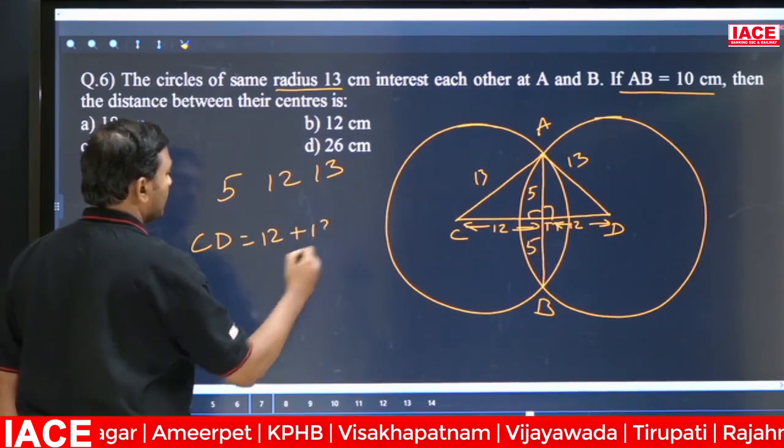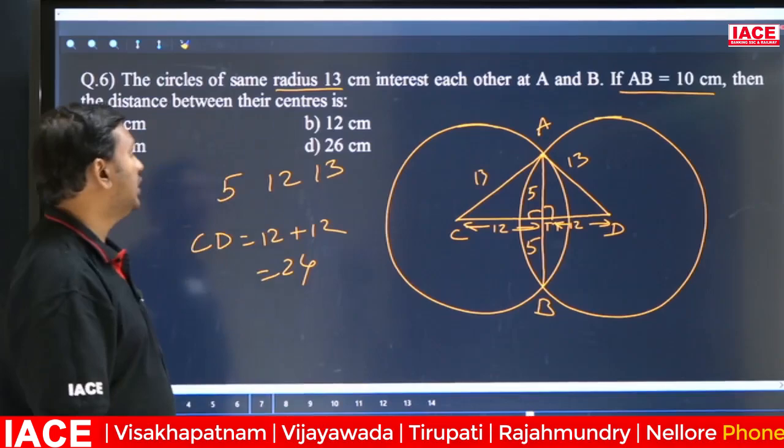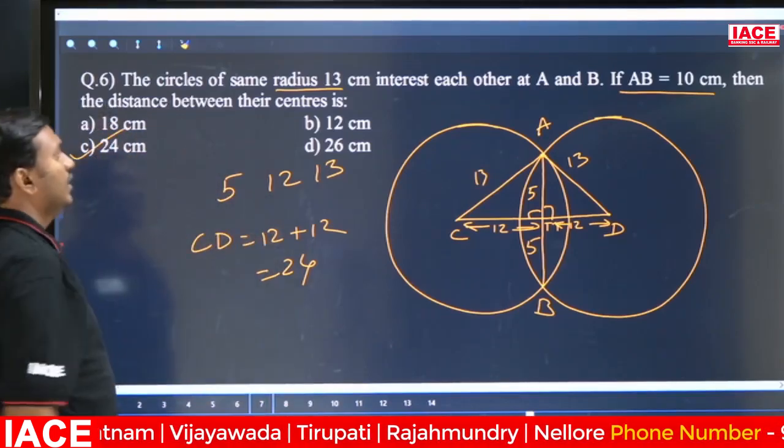12 plus 12. That is how much? 24. So what is the value of CD? CD is how much? 24. So option C is the right answer.